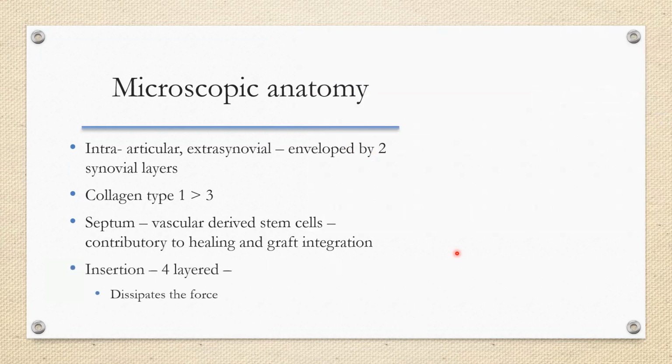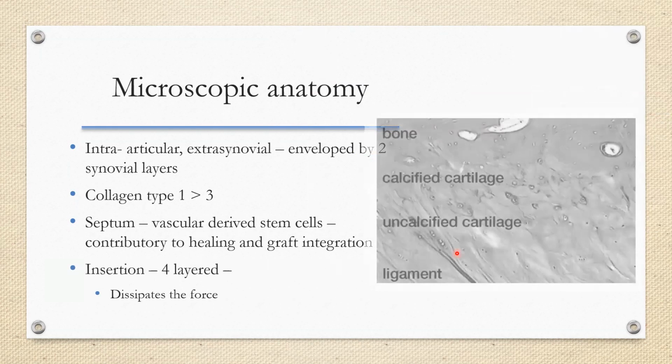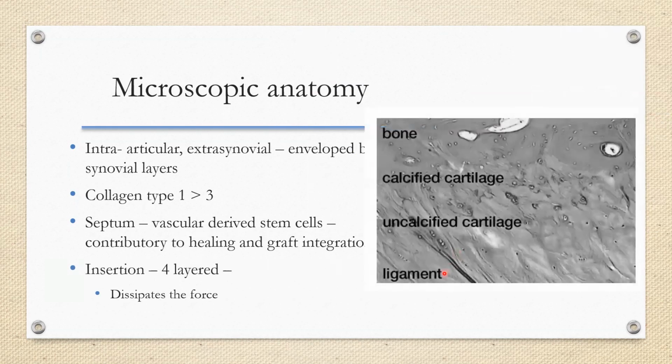Yeah, and looking at the microscopic insertion of the ACL, the insertion is 4-layered, going from the ligament to a layer of uncalcified cartilage, to calcified cartilage, and then onto the bone. The significance of this 4-layered insertion is that it prevents direct stresses at the insertion site and dissipates the force transmitted along the ligament.